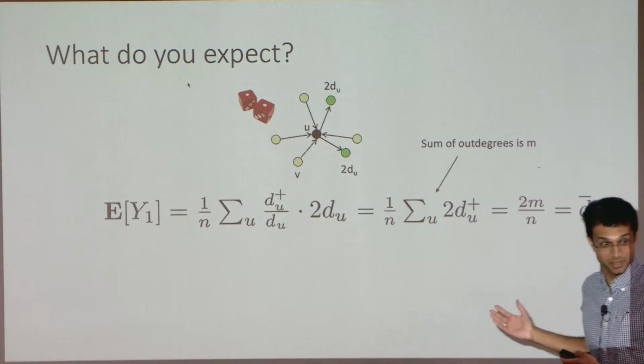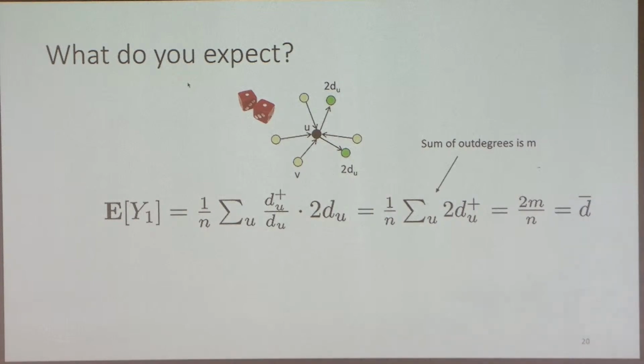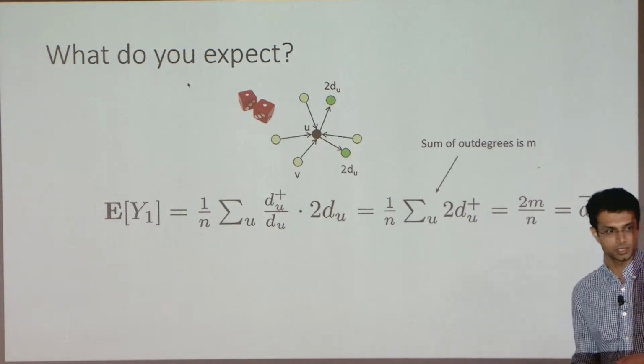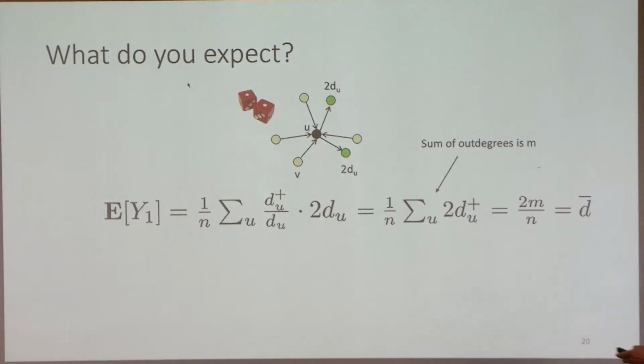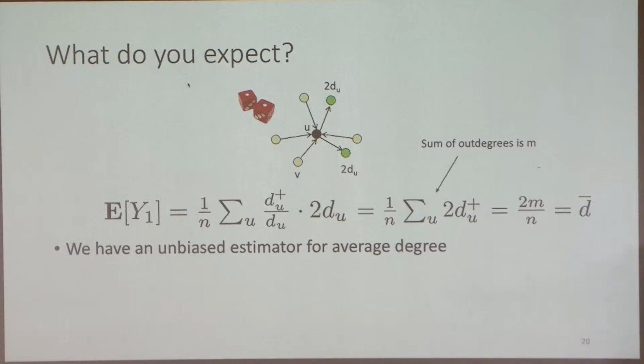And so this is an unbiased estimator for the degree. I was very happy when I saw this. Maybe you're not as happy, but I think it's pretty neat. What I'm going to show you is that this estimator is going to have low variance, and then this gives you the 1 plus epsilon approximation. So that was the punchline. We have an unbiased estimator for average degree.